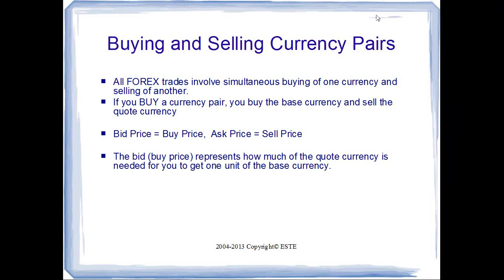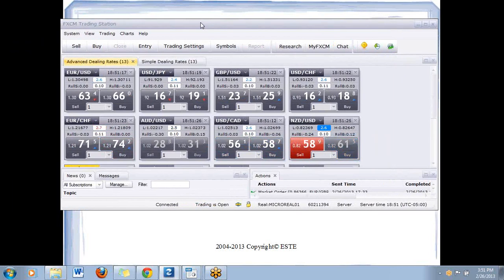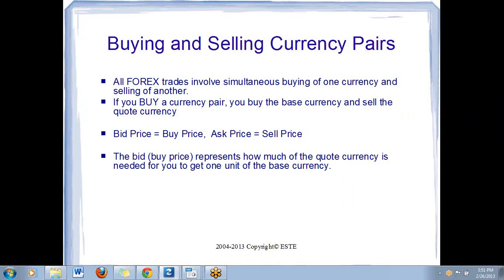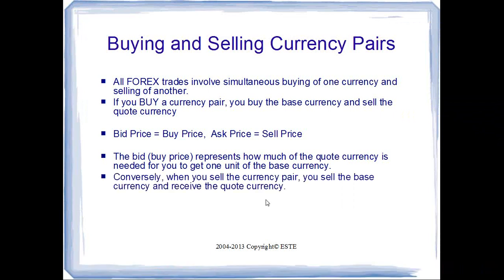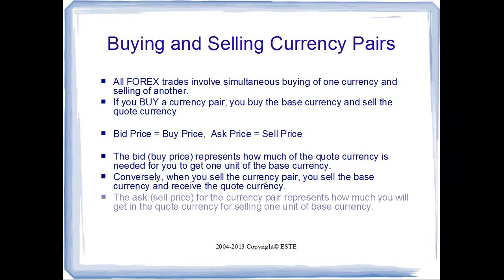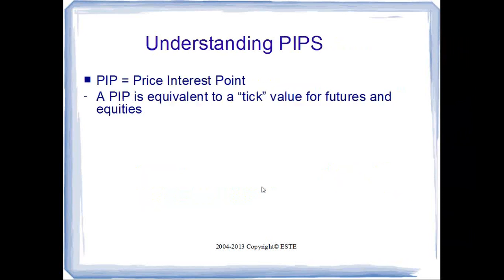Okay, just 1 second. Let me put it back here. So if we're buying the euro against the dollar, it will cost you 1.3066 euros for 1 US dollar. Okay, that's what it represents. Alrighty. Conversely, when you sell the currency pair, you sell the base currency and receive the quote currency. So the ask or sell price for the currency pair represents how much you will get in the quote currency for selling 1 unit of base currency.